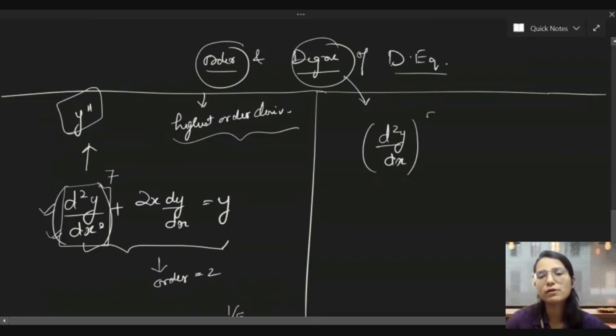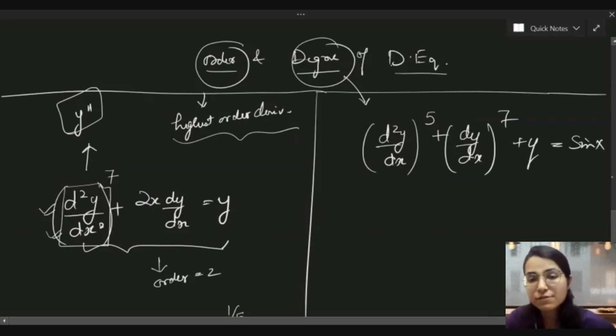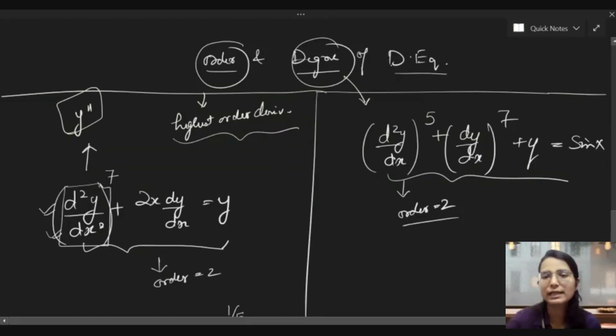I have raised it to power 5, plus dy over dx raised to power 7, plus y is equal to, let's say, sine x. So this differential equation, what is the order of this differential equation? You'll say that it's 2, because the highest order derivative is 2. We don't care about the powers. We care about the powers when we are finding the degree, not the order. So what is the degree of this differential equation?